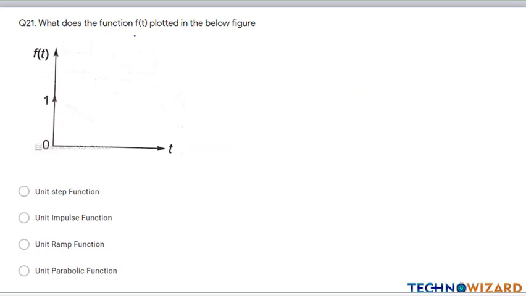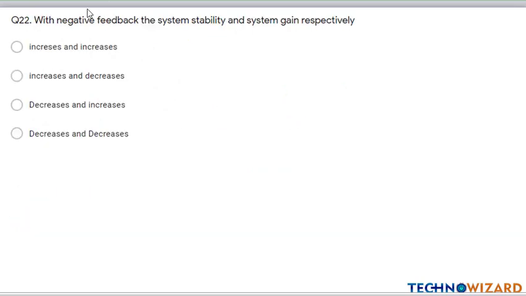Question number 21. What does the function f of t plotted in the figure represent? This is an impulse function. Unit step is like this. Unit ramp is like this. Therefore, this is unit impulse function. Option B is the correct answer. Next question. With negative feedback. Always when a negative feedback is produced in a system, the system stability increases, but the system gain decreases.